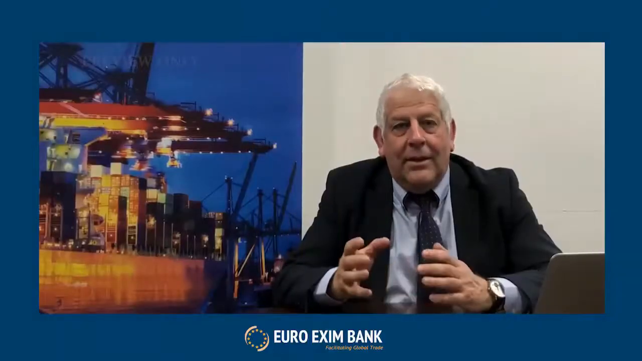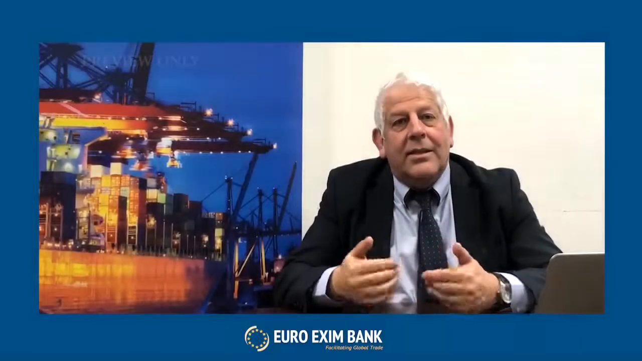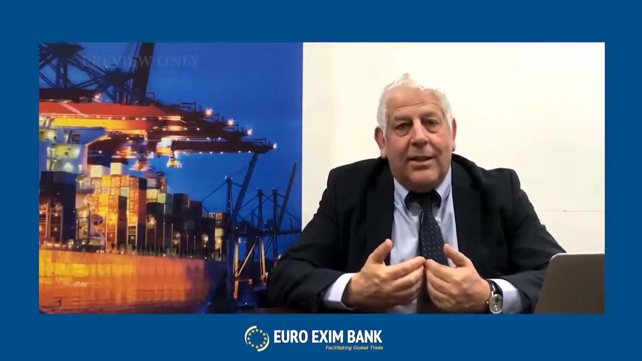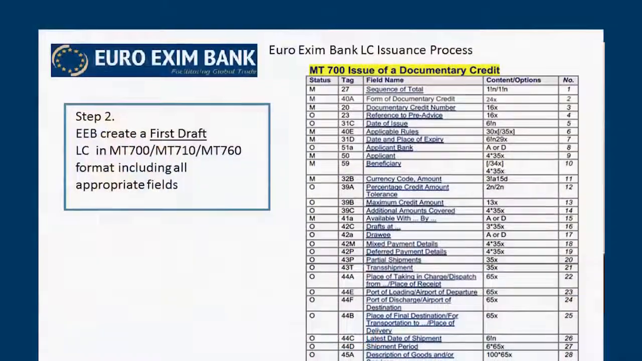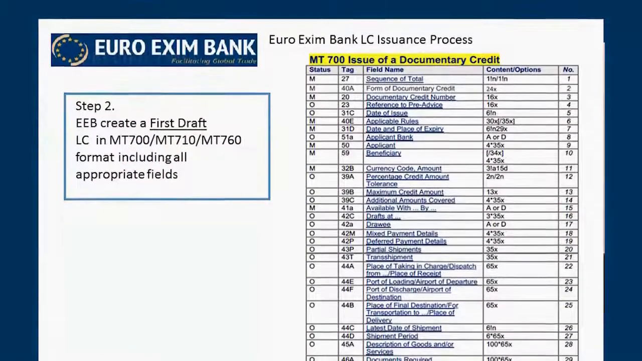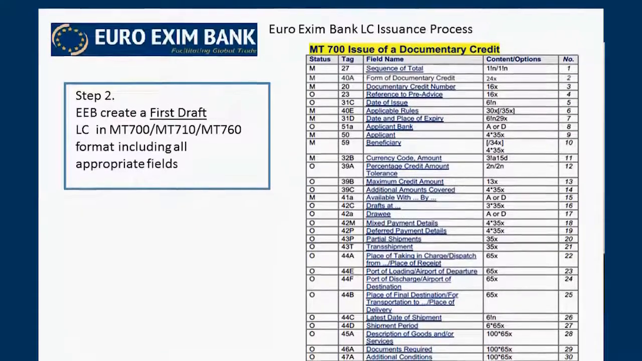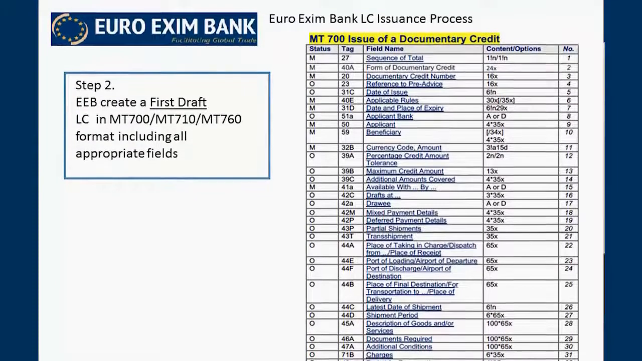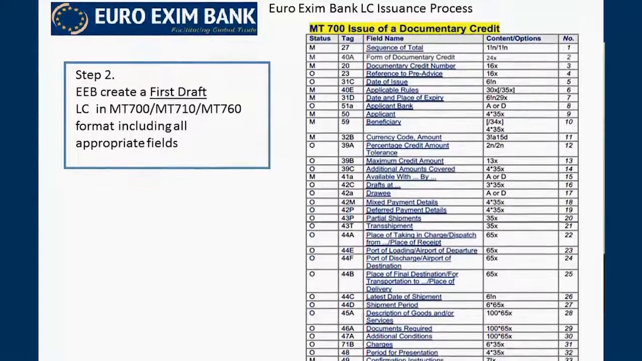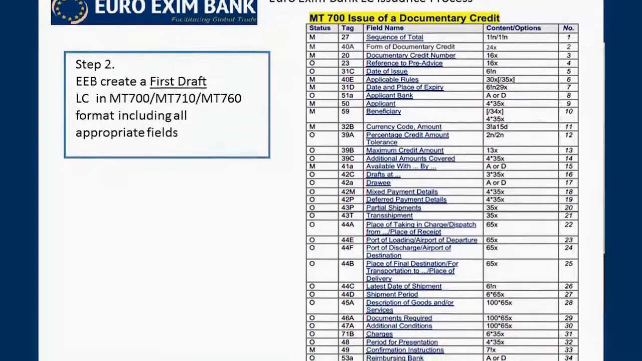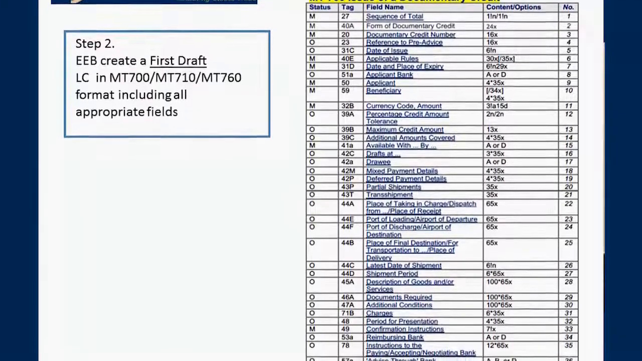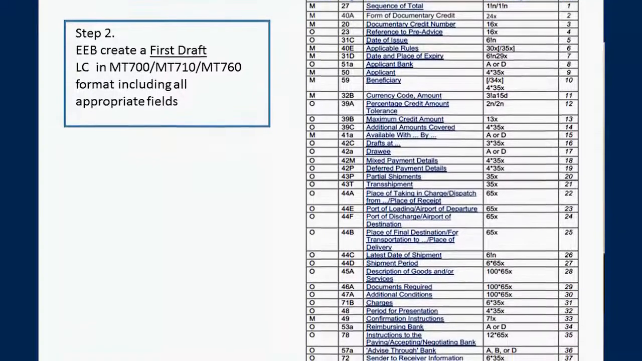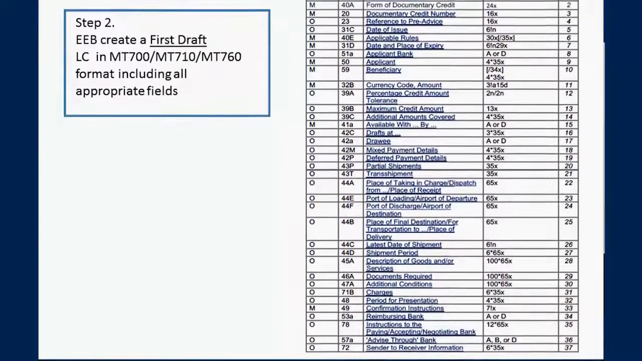Step 2. The next part of the process is that Euro Exim Bank create the first draft of the instrument. And that is gathering the information from the pro forma invoice and ensuring we follow the SWIFT standards and syntax so that we can create the correct instrument, whether that's a letter of credit, an MT 700, a third-party letter of credit, an MT 710, or a standby letter of credit, MT 760. And again, this terminology will become more familiar the more instruments that our customers use.